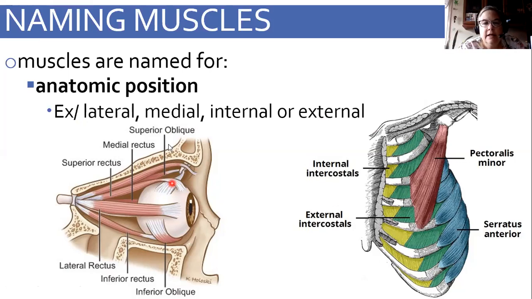So we have superior, right, means above. So that's why it has that name. We see inferior here with these muscles, that means below, right? So that makes sense. Medial, right, going towards the middle. Lateral is like to the side. So we have these names, so our positional names.